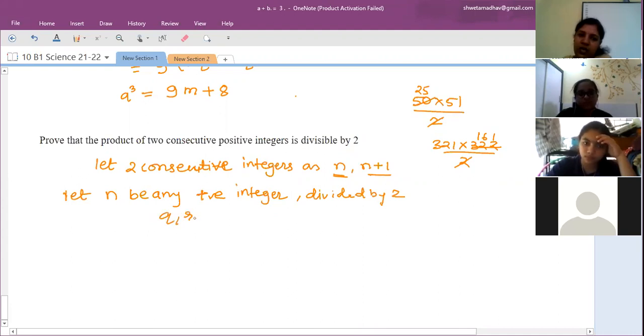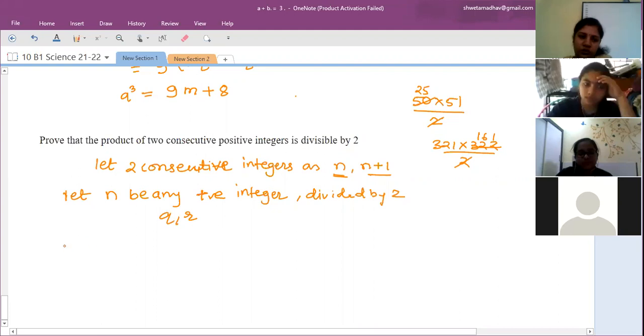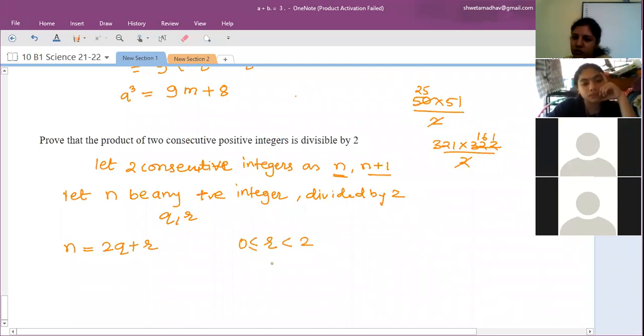Then let q and r be the quotient and remainder. According to Euclid's division lemma, n is equal to 2q plus r, where r is greater than or equal to 0 but less than 2. So we have only two remainders, that is, 0 or 1.